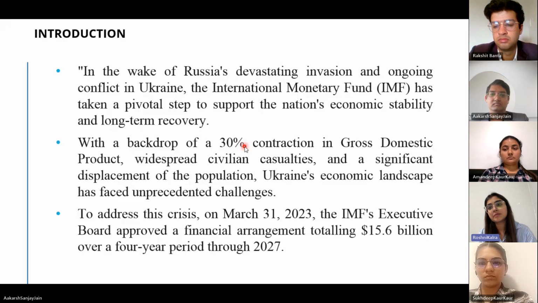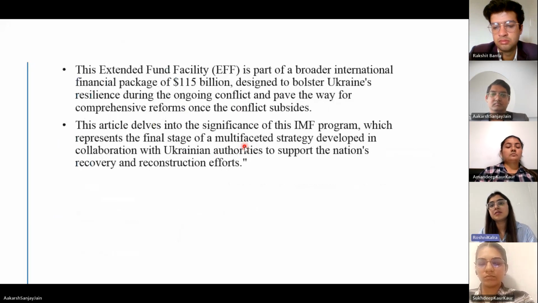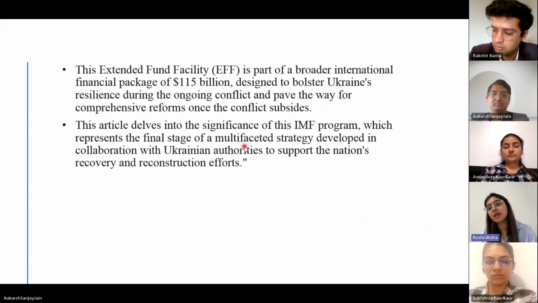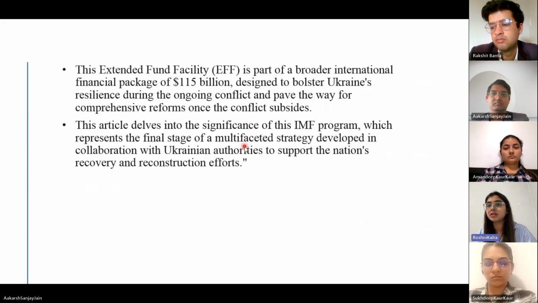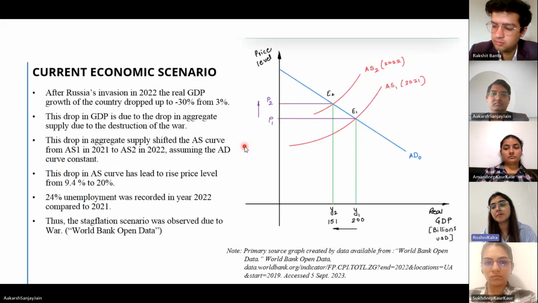Next slide, please. This Extended Fund Facility, that is EFF, is a part of a broader international financial package of $115 billion designed to bolster Ukraine's resilience during the ongoing conflict and pave the way for comprehensive reforms once the conflict subsides. This article delves into the significance of the IMF program, which represents the final stage of a multifaceted strategy developed in collaboration with Ukraine's authorities to support the nation's recovery and reconstruction efforts. I would like to hand over to Sukhdeep.